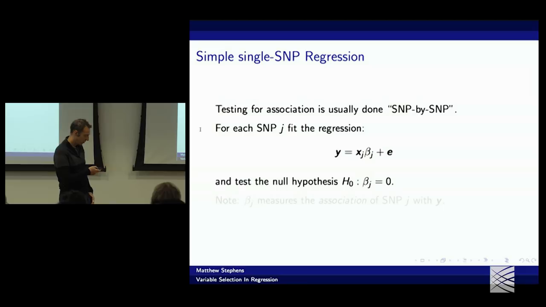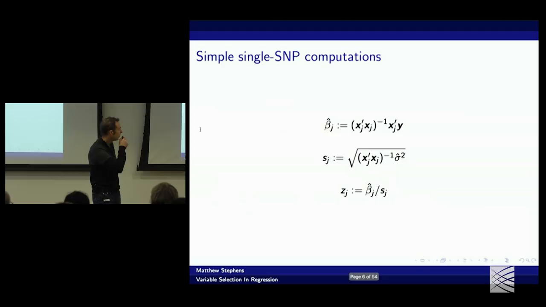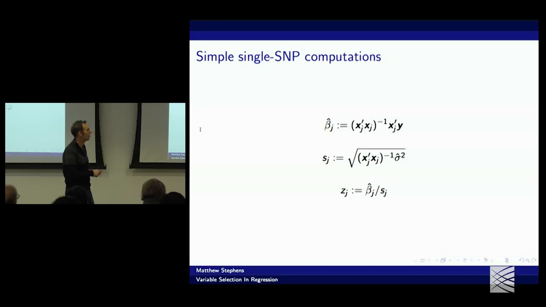So this is not fine mapping yet. This is kind of the building blocks of what we're going to be doing. So b_j here is the association and not necessarily the causal effect. And if you haven't seen them before, don't worry. But the point here is there's some very simple calculations that people do to fit these models.